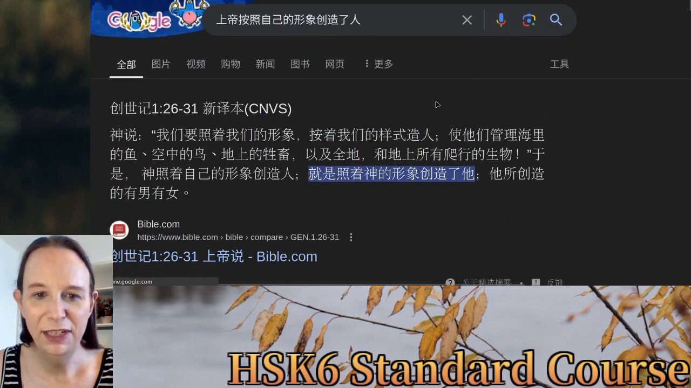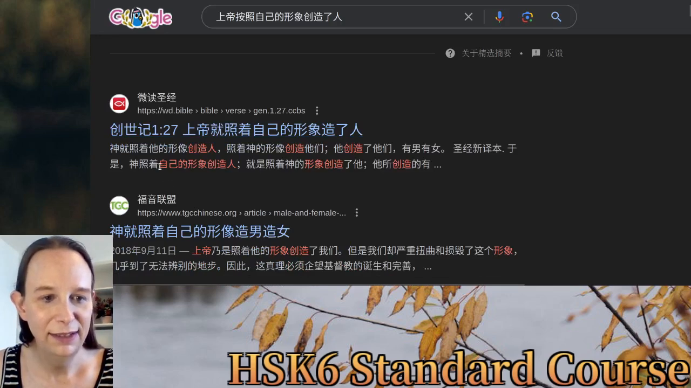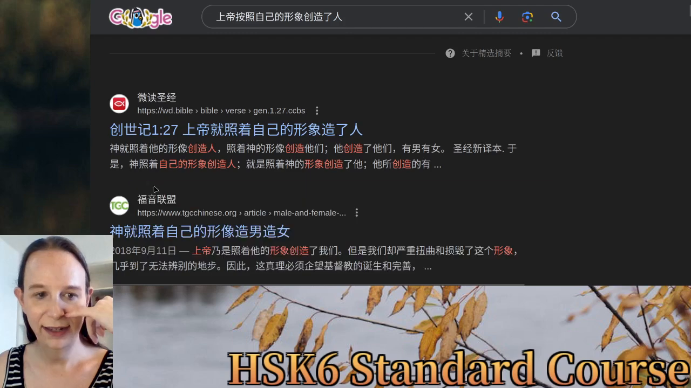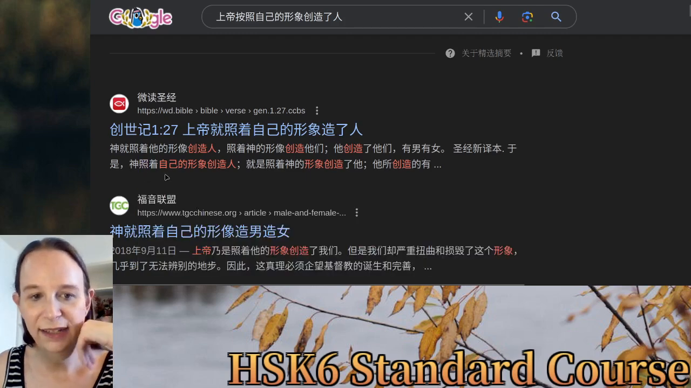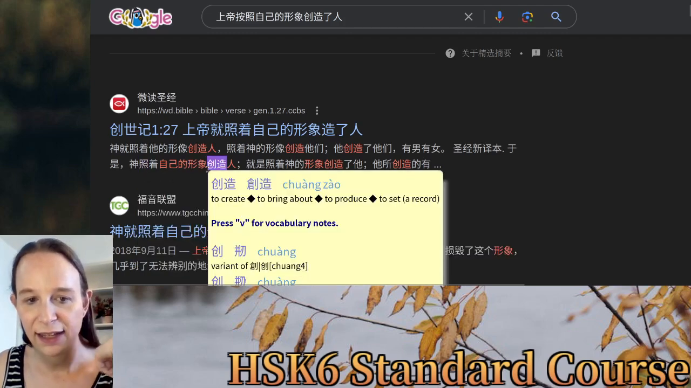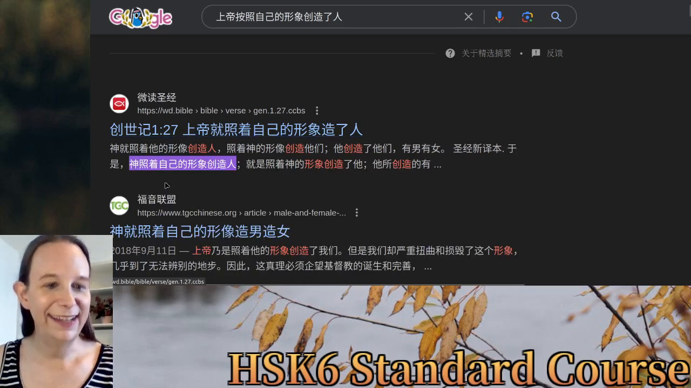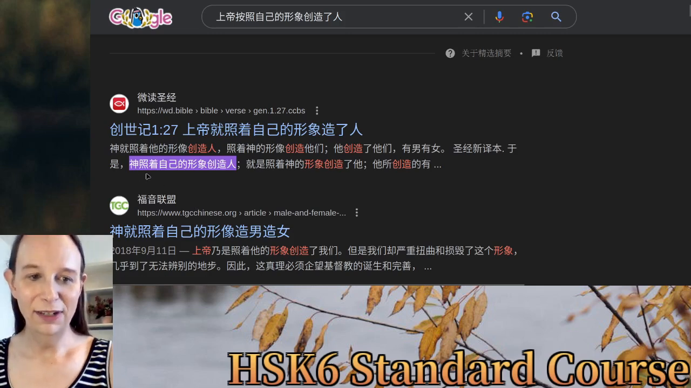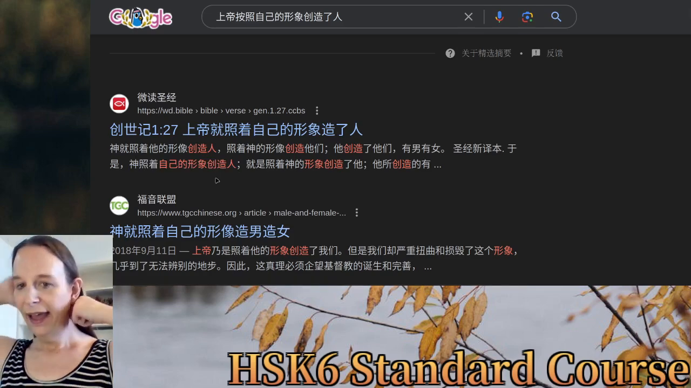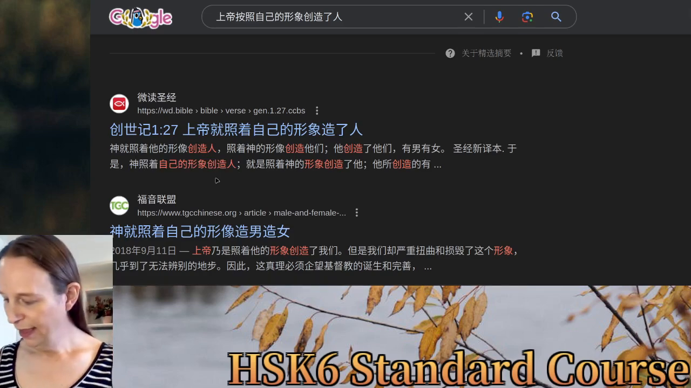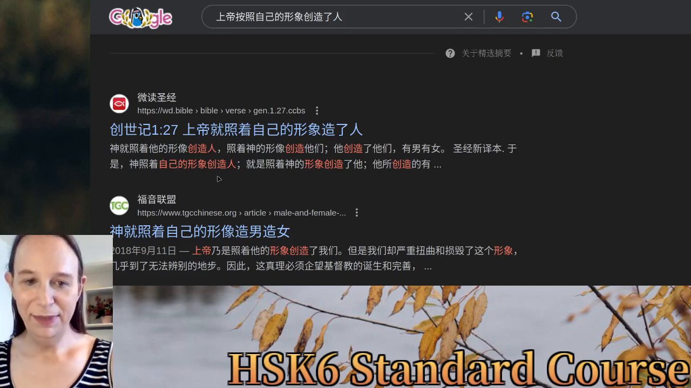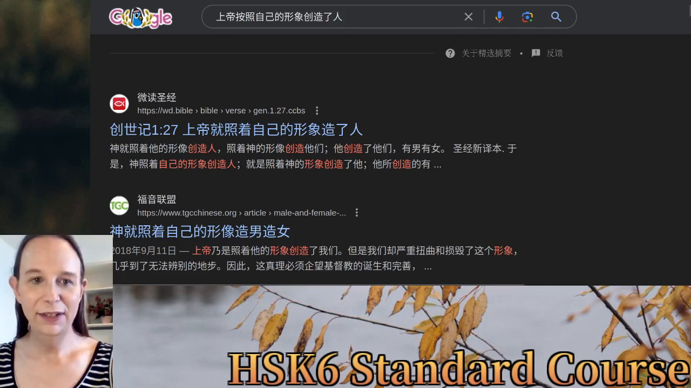Does God have an image? I guess it must do. Yeah, 神 God. 照着自己的形象创造人. So yeah, this is the Bible, right? So God created man in his image. There it is. What else? 形象 image. It's that kind of image.